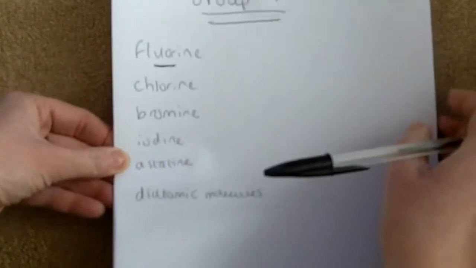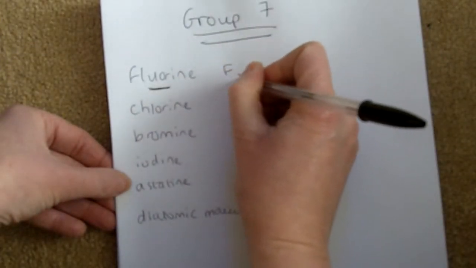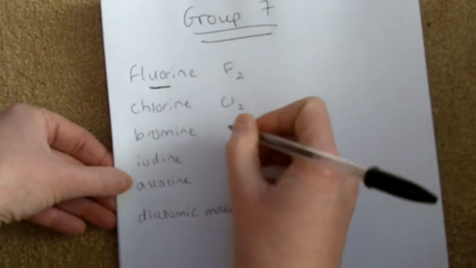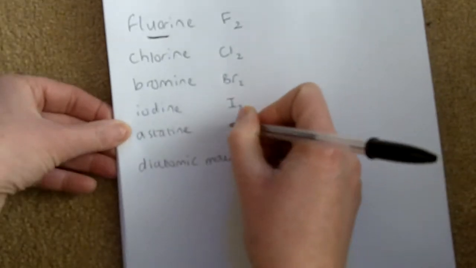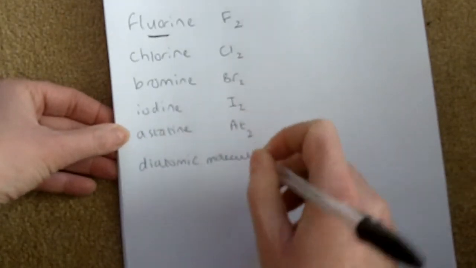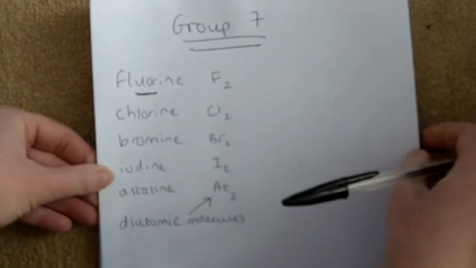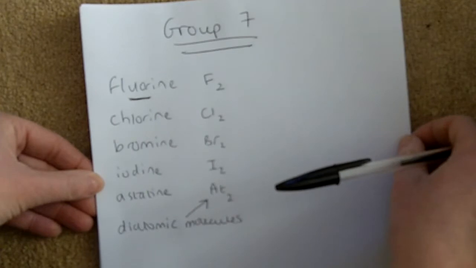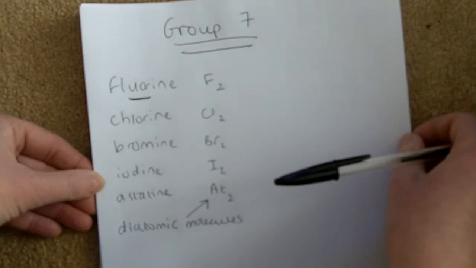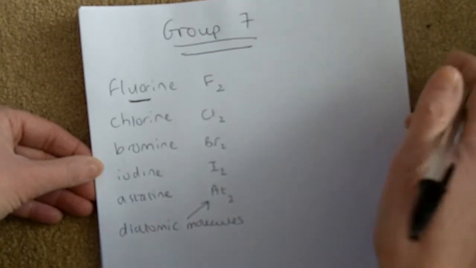So when you write the element, it goes around in twos. There's 2 atoms: F2, Cl2, Br2, I2, and astatine 2 as well. Okay, so they're all diatomic molecules. So the element is written like that in its standard state. Okay, you need to know the physical state of this group 7.